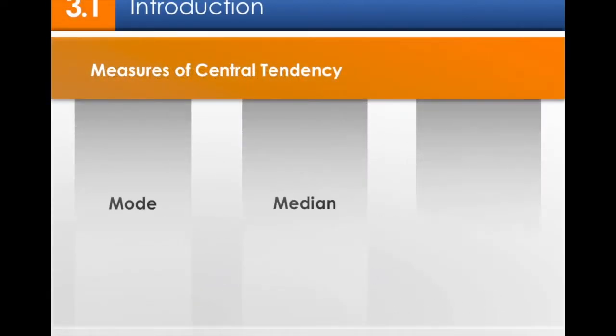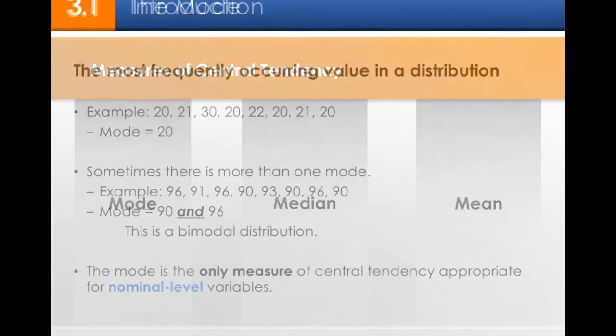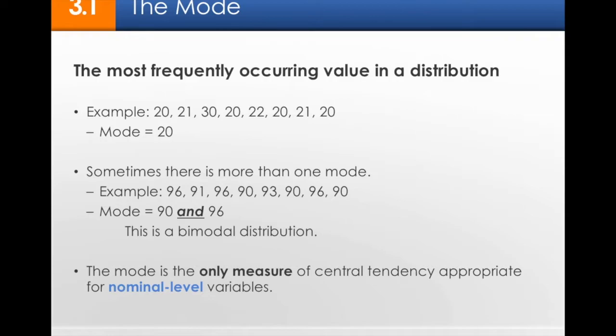So as I mentioned, we have three measures of central tendency: mode, median, and mean. So mode is the number or the value that occurs most often. So in this frequency distribution we have here 20, 21, 30, 20, 22, 20, 21, 20. 20 is the mode. Sometimes we have more than one mode. In this next one, you'll see both 90 and 96 are the mode, and we call that a bimodal distribution.